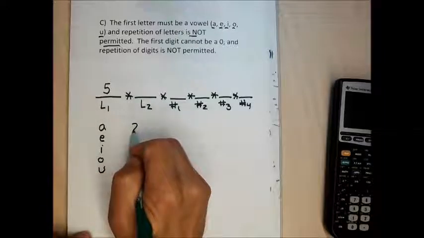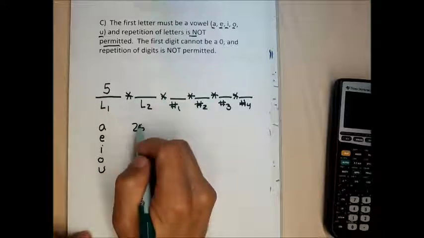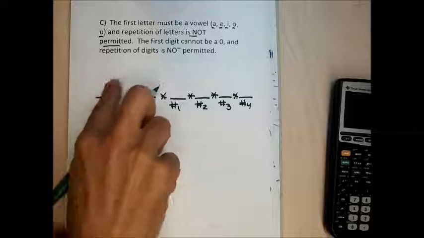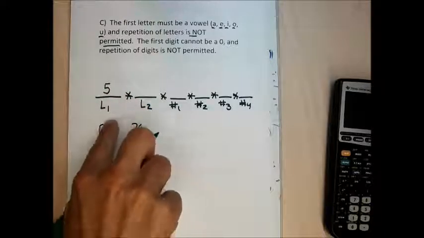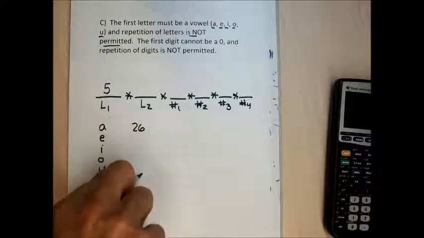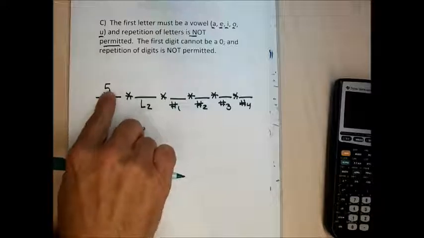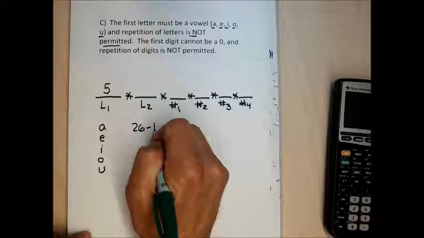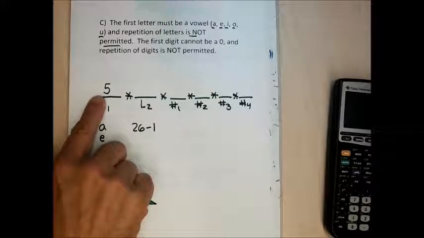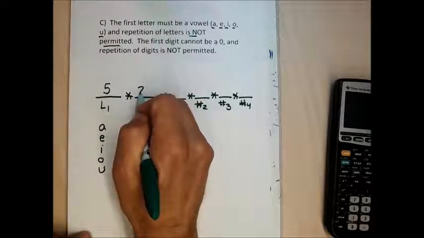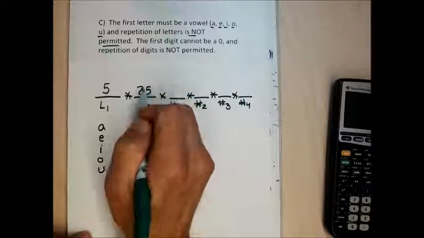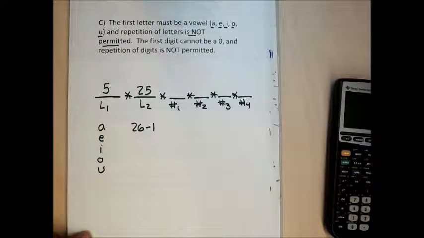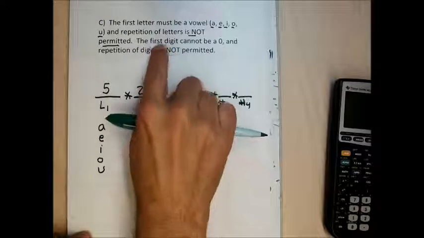Usually, there's 26 letters in the alphabet, but I placed one of those 26 letters, and I don't know if I placed A, E, I, O, or U, but whatever letter I placed here, because repetition of letters is not permitted, I have to lose the letter that I placed first and there's going to be 25 letters to choose from for the second letter. Now down to the numbers. So done with the letters, down to the numbers.